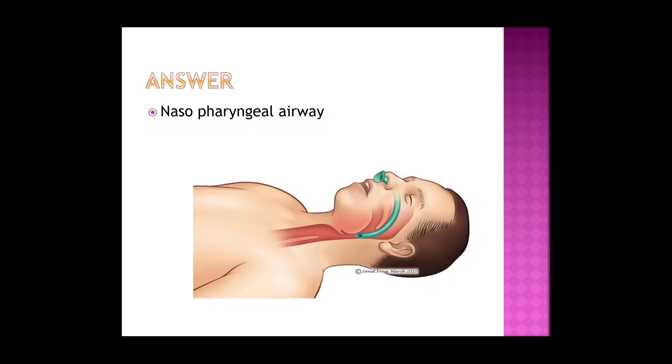It is also known as NPA, which are flexible tubes that are inserted nasally along the floor of the nasopharynx. It is an adjunct to help keep the airway intact. Once inserted, it prevents the patient's tongue from occluding the airway.